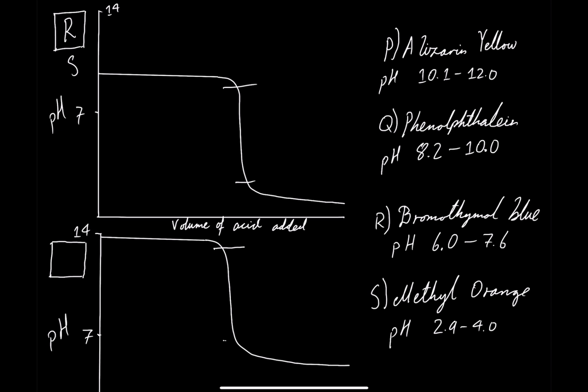But the point being is that you can clearly see here why methyl orange wouldn't be useful, because its pH changes at a pH that's too low. The indicator here, bromothymol blue, changes color at a pH that's too low. 6.0 is a bit too low. And so the ones that you'd want to use here are phenolphthalein and alizarin yellow. Either one of those two will be fine. So you can put P or Q here.